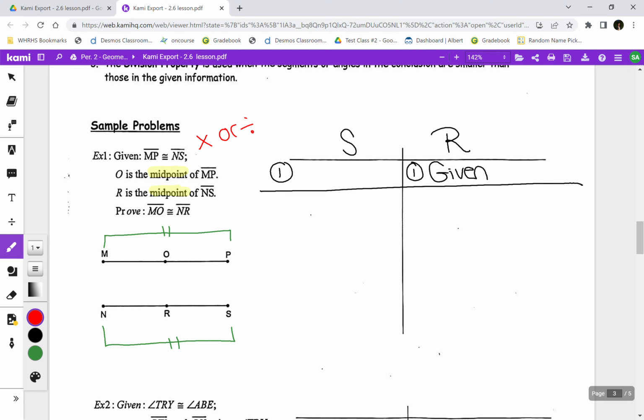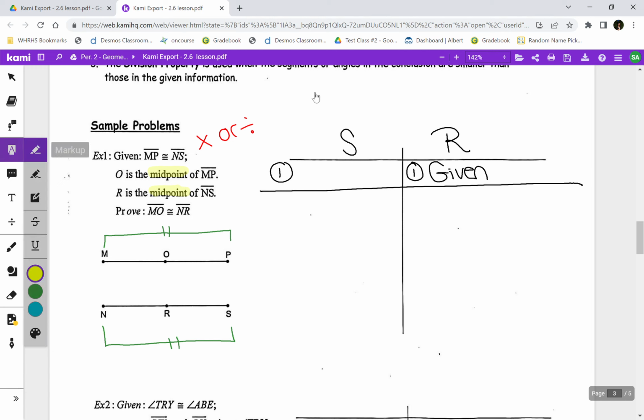All right, so now it's saying, I know I'm using multiplication or division. Since I know there's the double use of the word midpoint, that I'm using multiplication or division, do I need to go through the function of a midpoint? No. So let's look at what we want to prove. We want to prove that MO is congruent to NR.